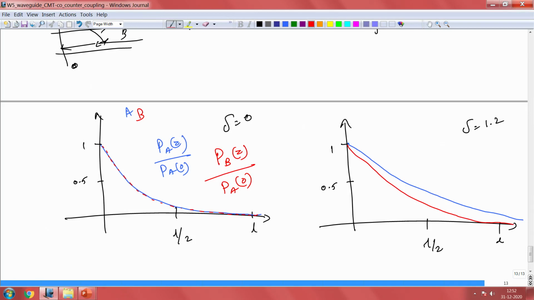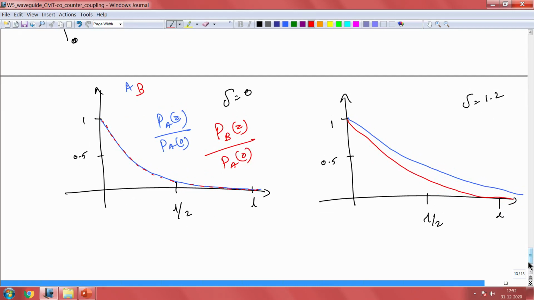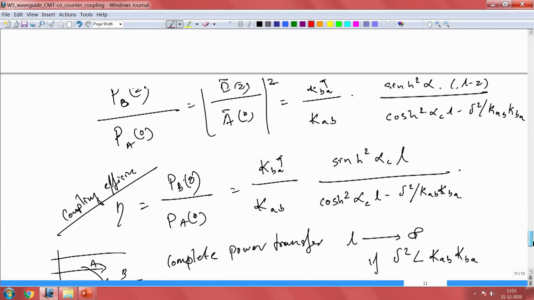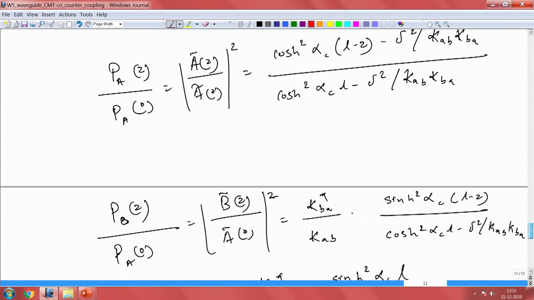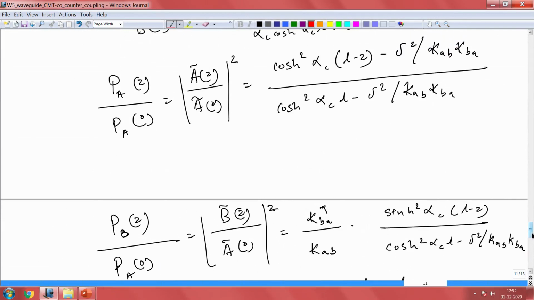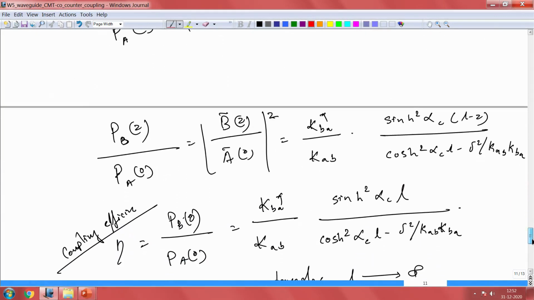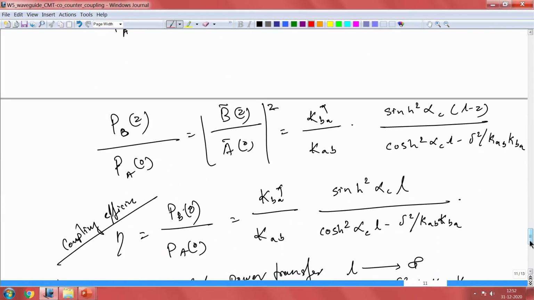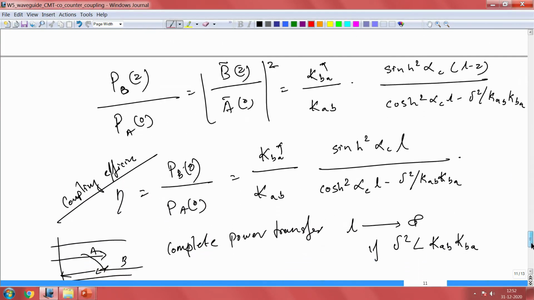So, you can clearly see the implication of having the counter propagating wave here. You will get maximum coupling only at infinity. But why are we actually looking at this? This is as complex as it gets when it comes to coupled mode theory. The counter propagating wave coupling is rather difficult to transfer energy. It needs severe perturbation and so on.